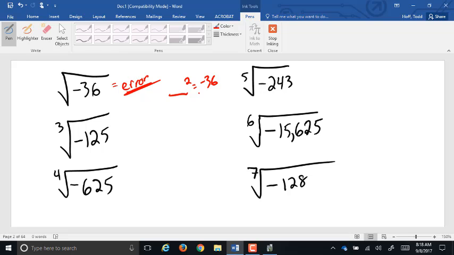But how about the second one? Give that one a shot. Give people a second to try that. Should get a negative 5.